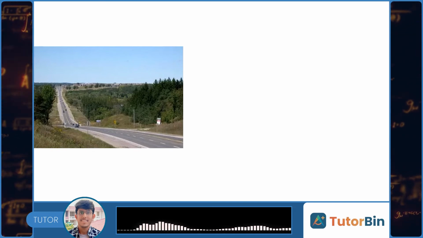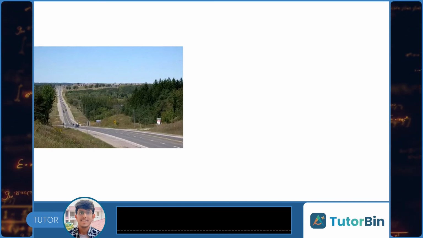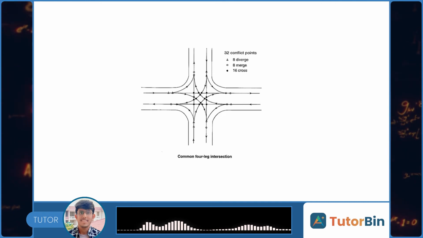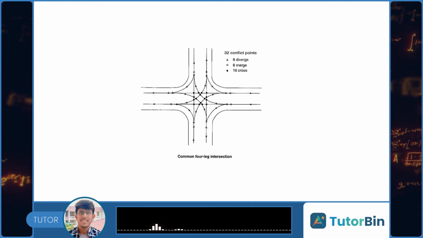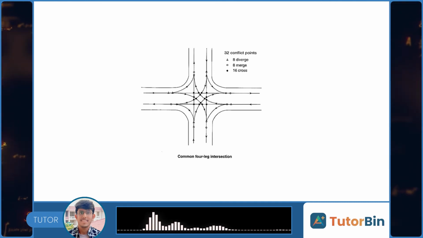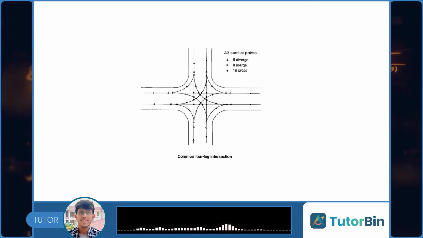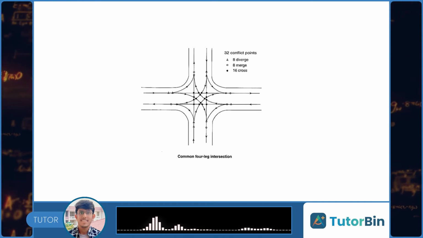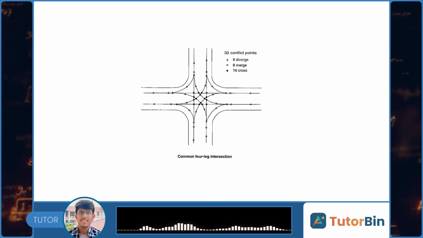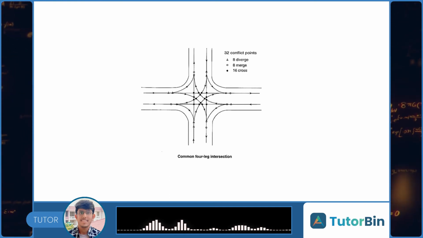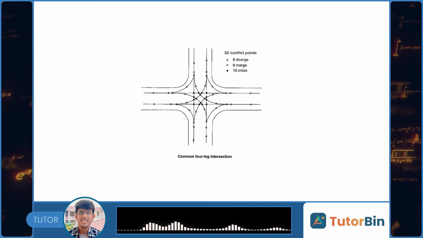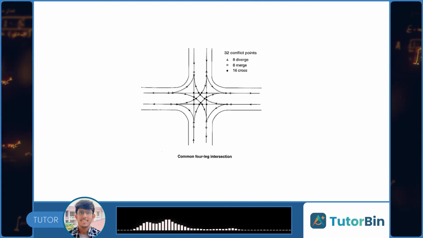Fifth and the last element is intersection. So let's discuss what intersection means. Intersection means the general area where two or more highways join or cross. Traffic conflicts tend to occur at or near the intersection, and they are potential sites of accidents, and therefore these are important things to consider in the design safety of the road.